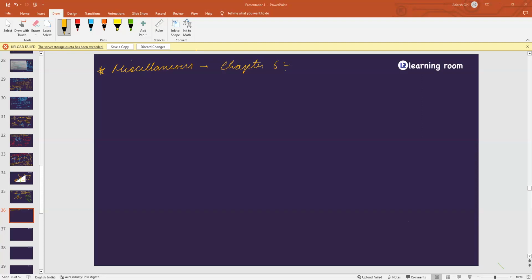The first question says we have to solve the linear inequalities: 2 ≤ 3x − 4 and 3x − 4 ≤ 5. So we have got two inequalities. Try to solve this. Get me the answer, everyone.